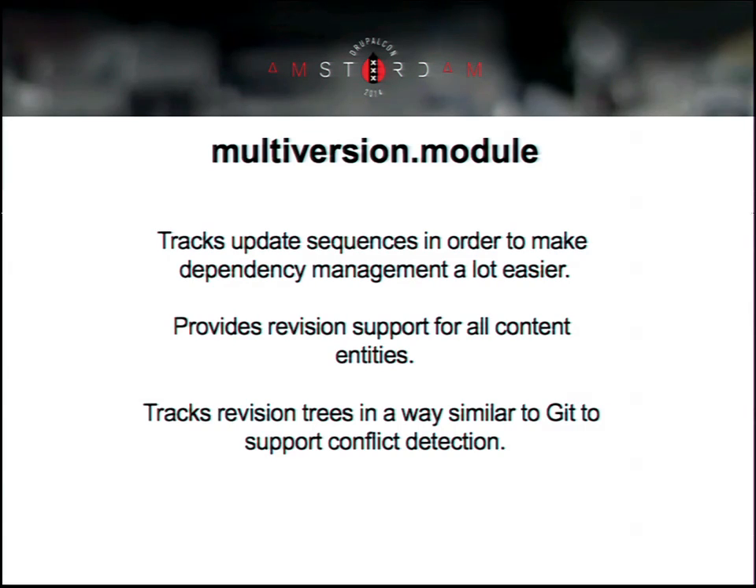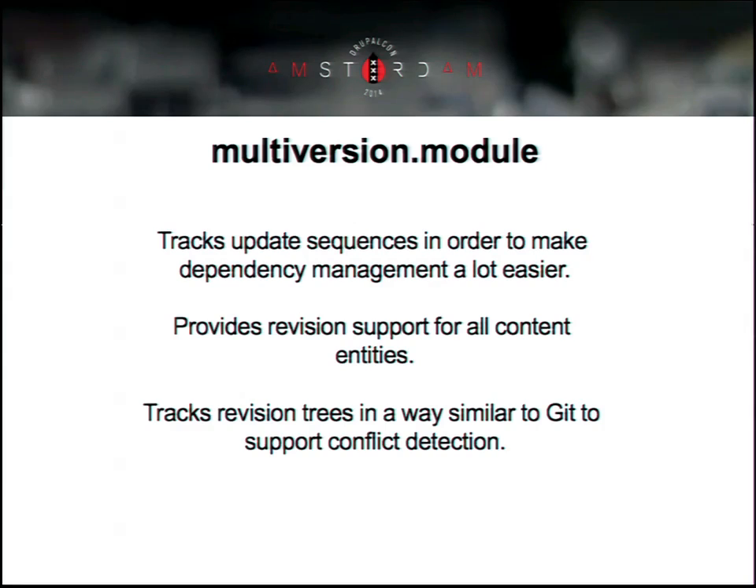It also provides revision support for all content entities. So we go in and alter things in the entity API to enable revisions for everything, or rather for content entities only. We don't do this, of course, for configuration entities and things like this. And with both of the above, we can then track revision trees in quite a similar way to how Git does it, in order to handle conflict detection.